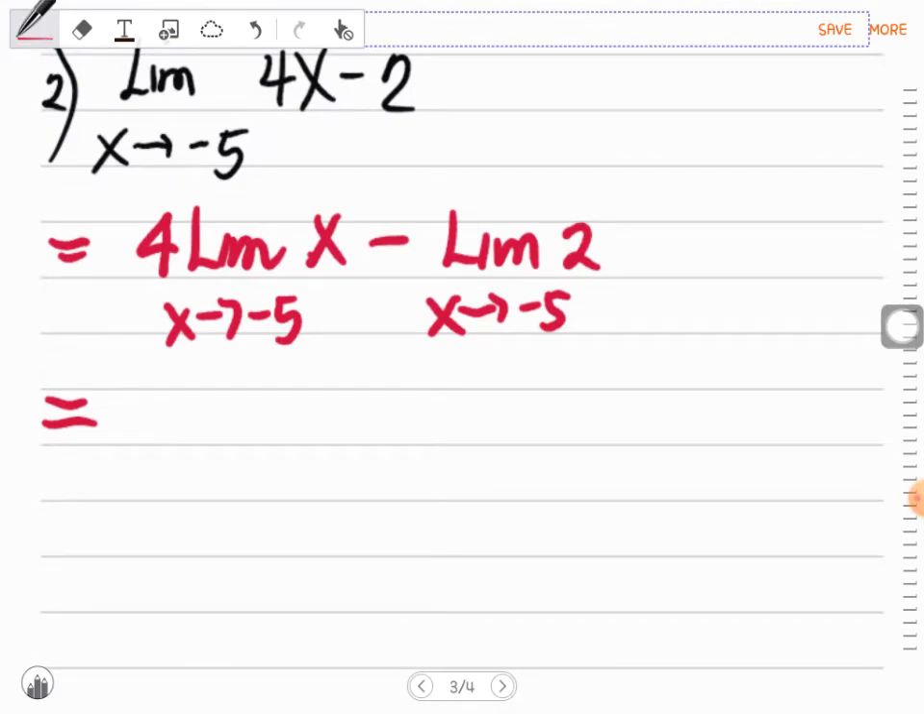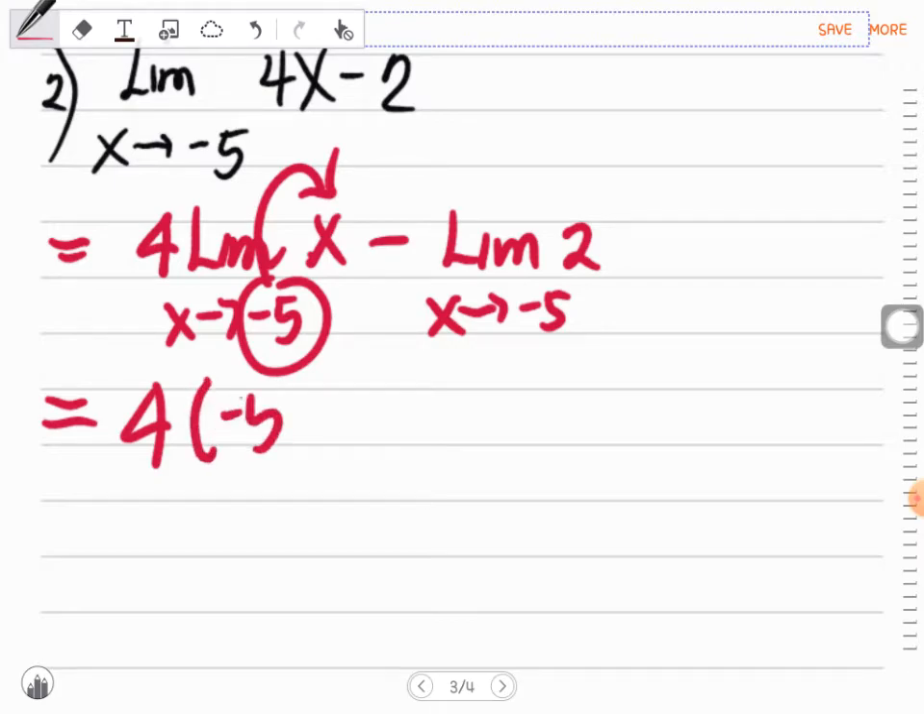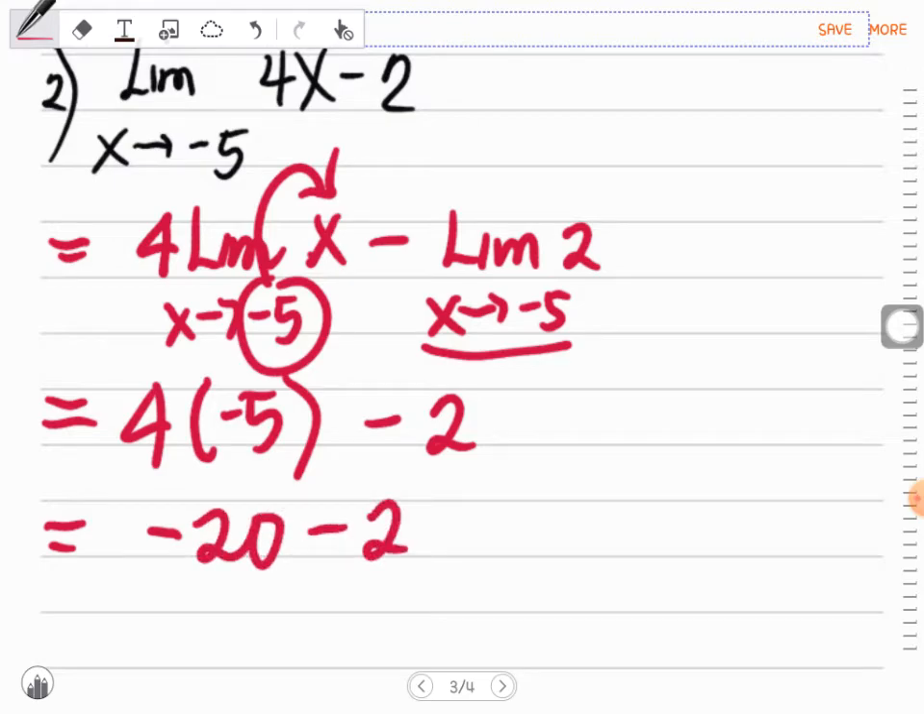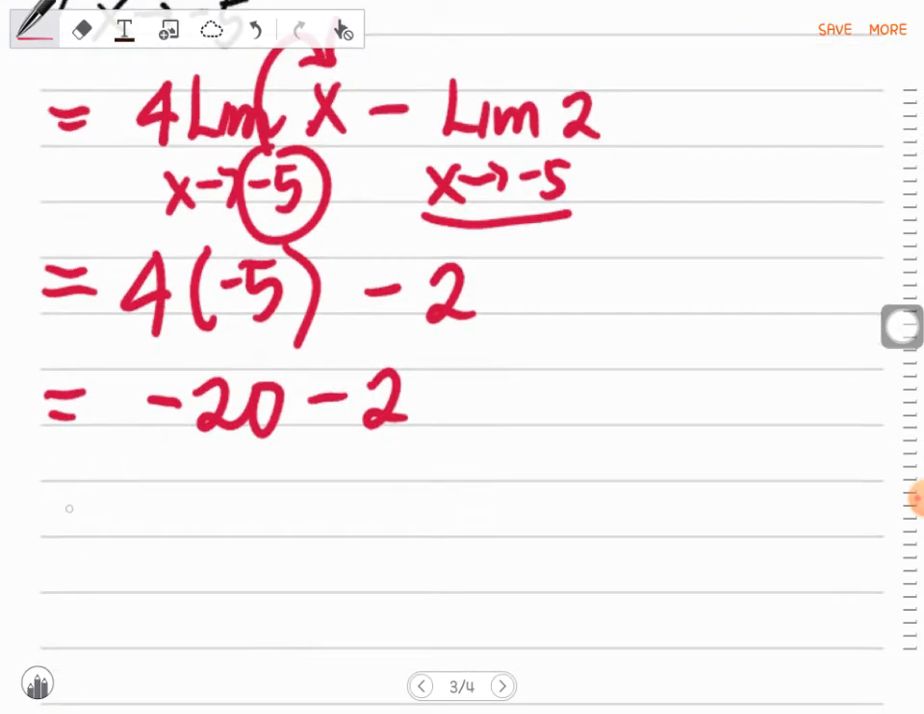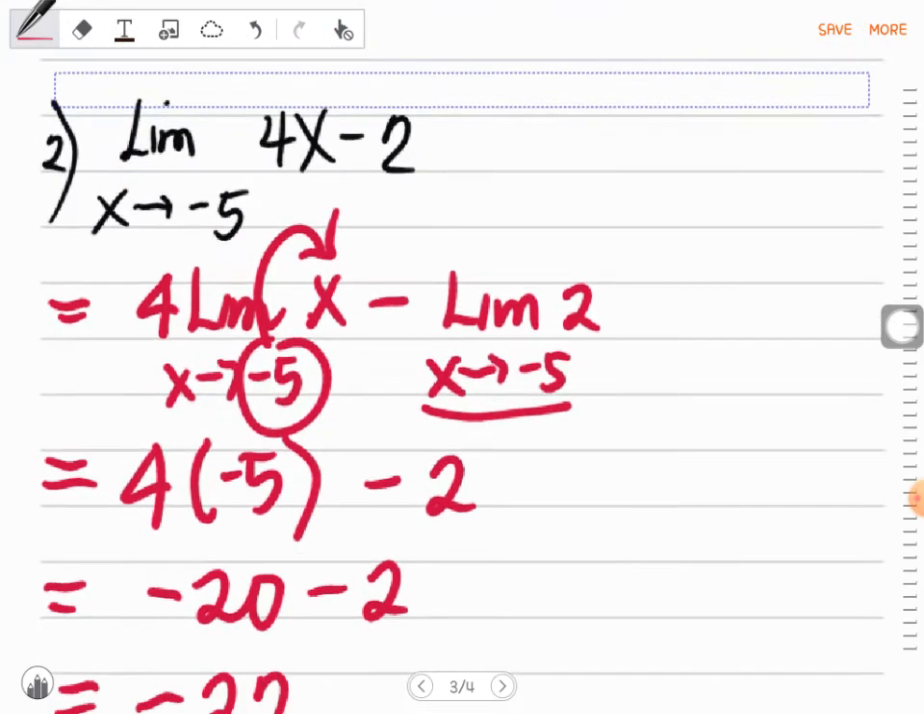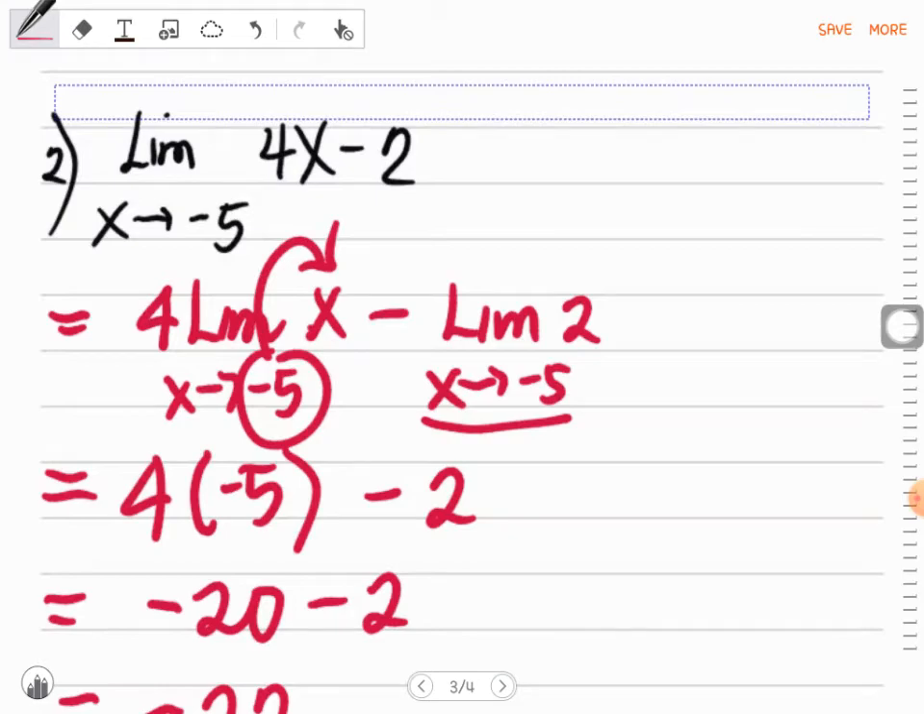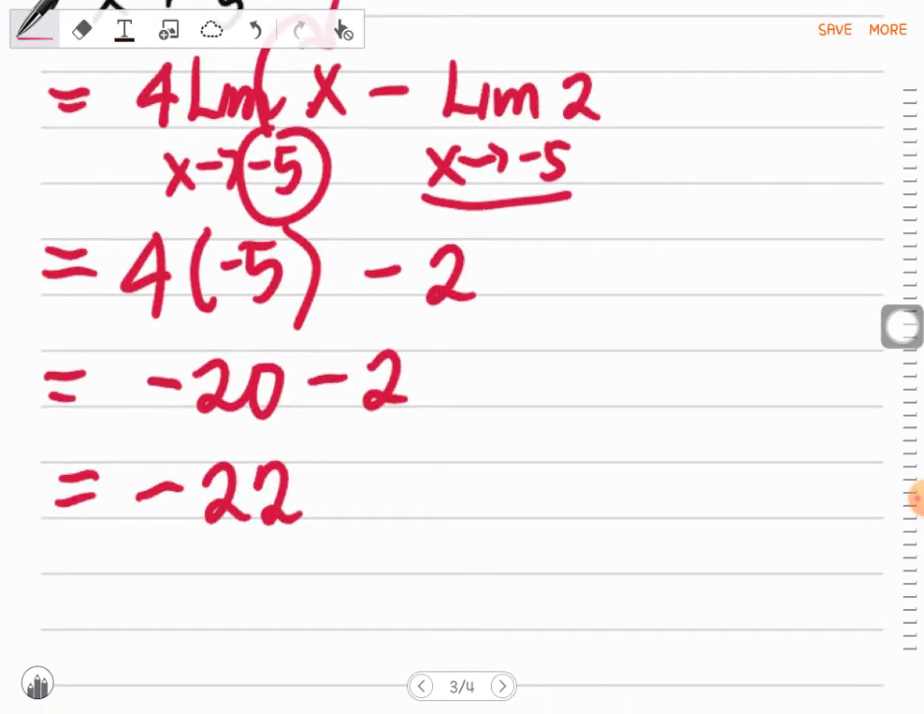And now, for the solution, we have 4. Substitute the value of negative 5 to x, and that is negative 5, of course. Minus, we don't have x here for this value of x, which is negative 5. So we have 2. So 4 times negative 5 is negative 20 minus 2. Okay? And the answer is, of course, it's obvious, negative 22 because they have the same sign and we will add them and copy the sign. Okay, so for the limit of 4x minus 2 as x approaching negative 5, the answer is negative 22.